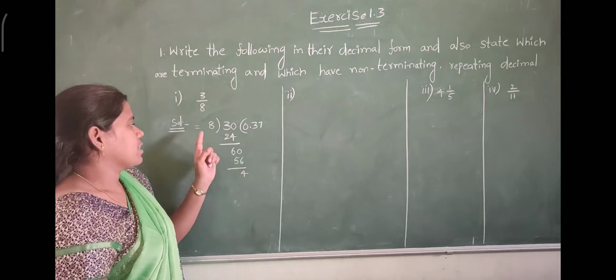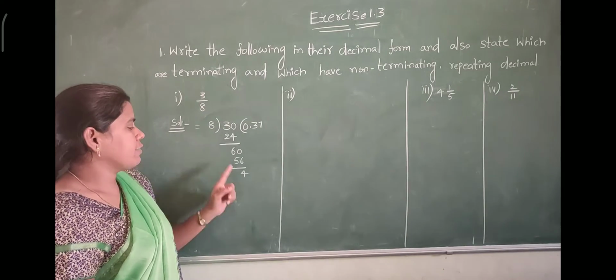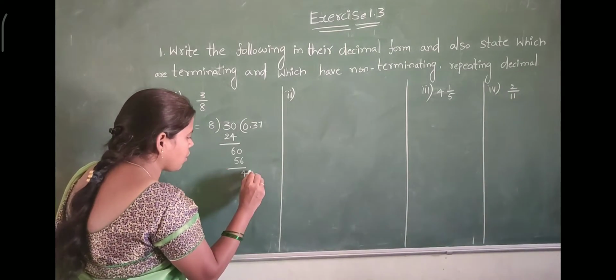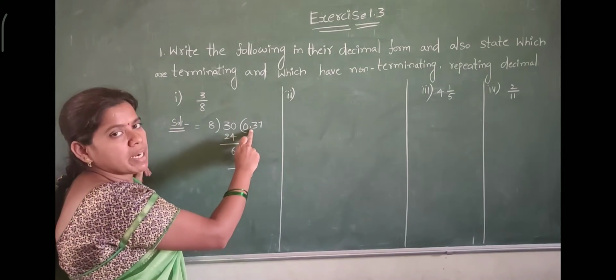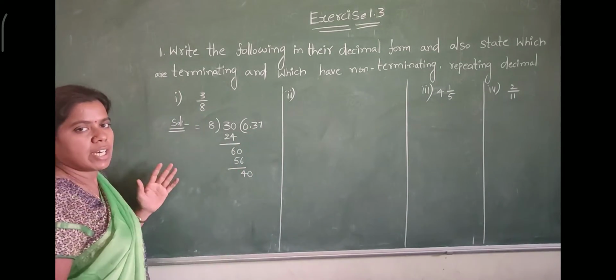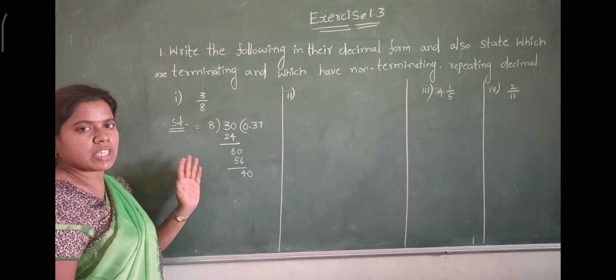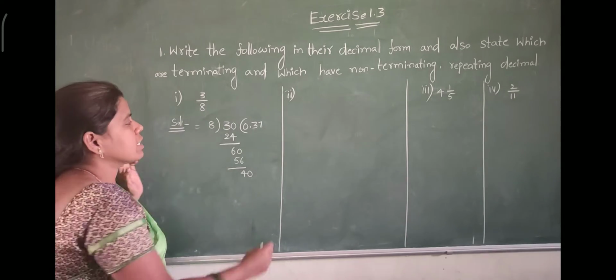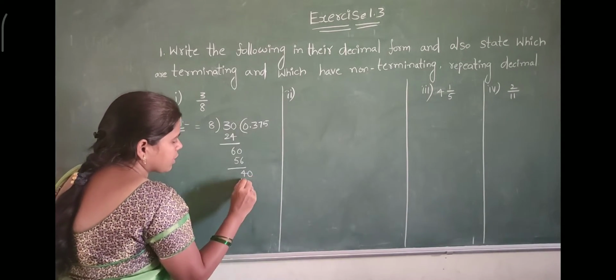4 is less than 8. So we can't divide, that's why we keep 0. Already we kept the decimal point here. Again you have to recall 8 1s are 8, 8 2s are 16, 8 3s are 24 like that. 8 5s are 40.